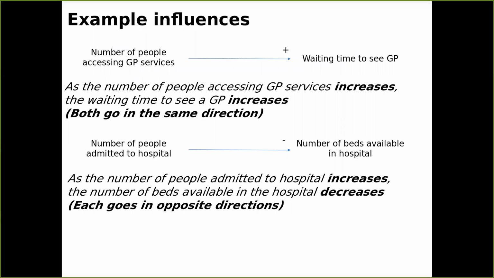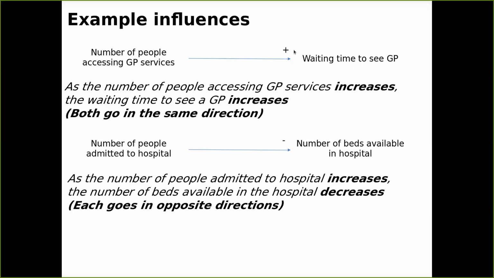So let's think about some example influences. Let's look at the top here. Here we've got a factor called the number of people accessing GP services. And here we've indicated that it will influence the waiting time to see a GP. Whenever we build a causal loop diagram, we indicate two things. We indicate both the direction of the influence, so in this case, the number of people accessing GP services affects the waiting time to see a GP, and also the polarity of the influence.